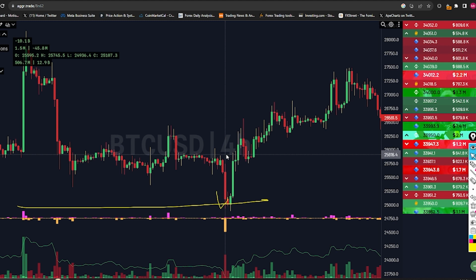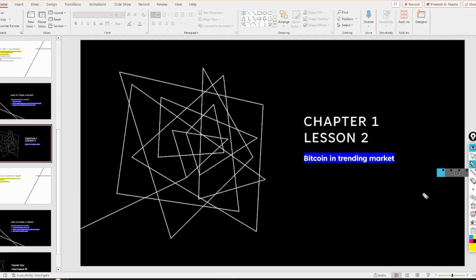So let's move to our lesson 1 chapter 2, that is trend trading of Bitcoin. As discussed earlier, you might know Bitcoin usually trades, or every market usually trades, either in trending markets or ranging markets.